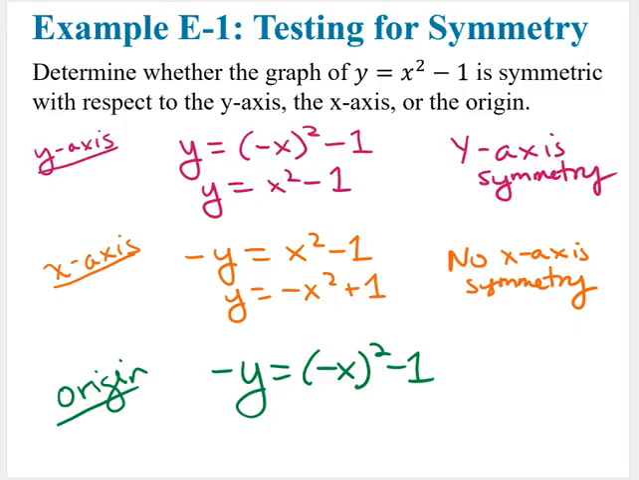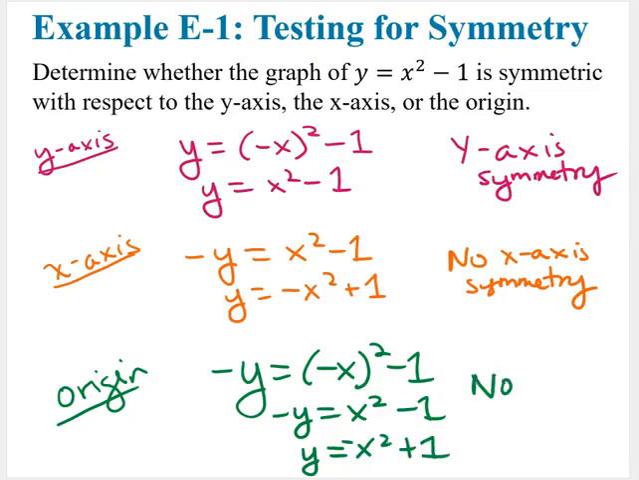So when I square the negative x, that'll just be y equals x squared minus 1, and then I'm going to make everything negative to get the y by itself, and I get negative x squared plus 1, which is obviously not the same. So it has no origin symmetry.